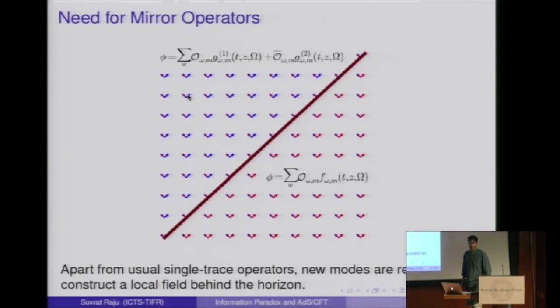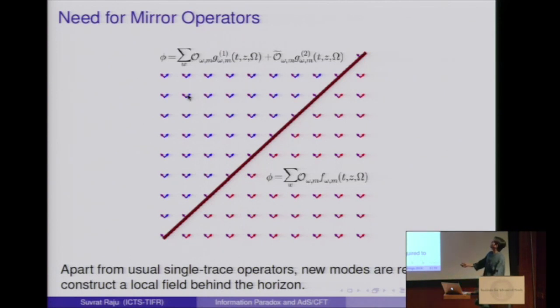So let me start by reviewing this whole story of our construction of the interior. The basic idea is that over the past several years, using the work of many people, we have an understanding of how to construct local bulk operators using boundary operators. The essential point is that in the bulk there are both left and right moving modes for a quantum field, and outside the horizon both these left and right moving modes are supplied by the usual AdS/CFT dictionary by ordinary single trace operators on the boundary.